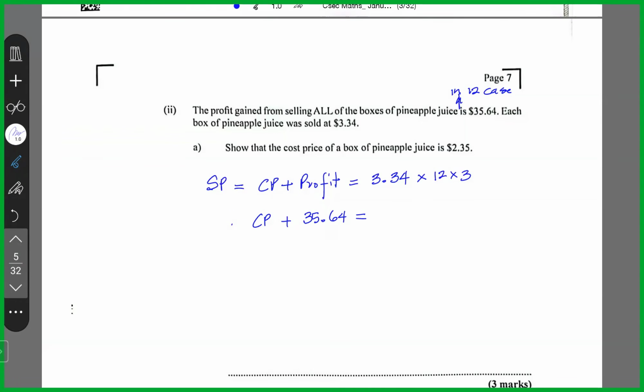We probably didn't have to do it this way, but we started already, so might as well just finish. 3.34 times 36. So this is $120.24. So the cost price for the 36 boxes of juice would be $120.24 minus $35.64. So this, remember, is the cost price for 36 juices.